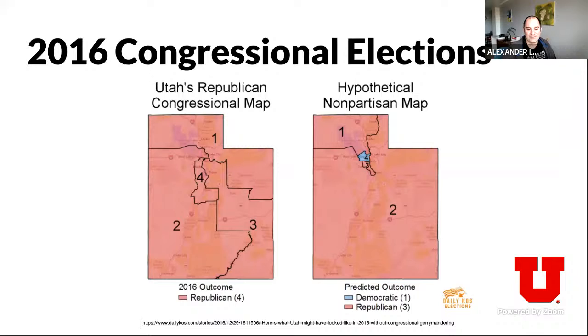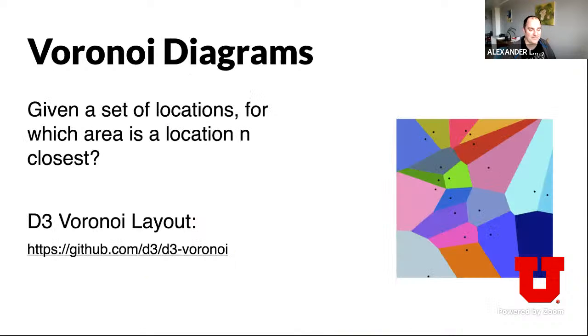And so here's the 2016 results. You see that the outcome was 4 Republican representatives to Congress. However, if you had a hypothetical nonpartisan map, more or less similar to what you had in 2002, but of course the number of districts changed, then you would have something like this. So you would have 1 Democrat versus 3 Republicans. And of course, this happens in all kinds of states.